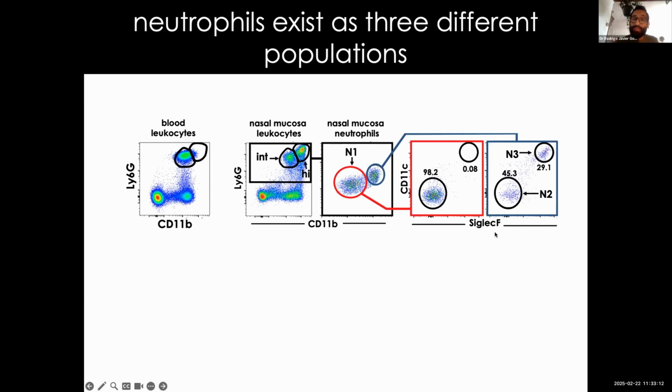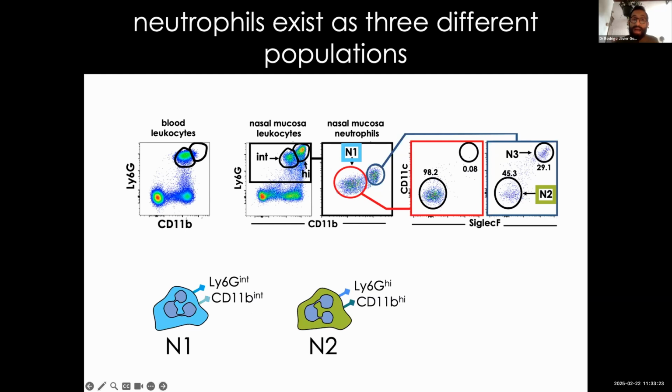Thus, we have three populations in the nose, three populations of neutrophils. First, one that we term N1, which is intermediate for Ly6G and CD11b. Second, a population that we term N2, which is high for the two markers.